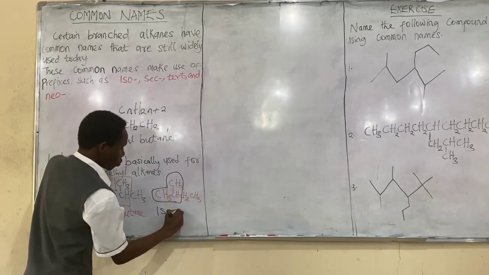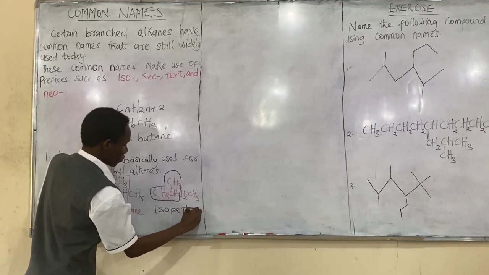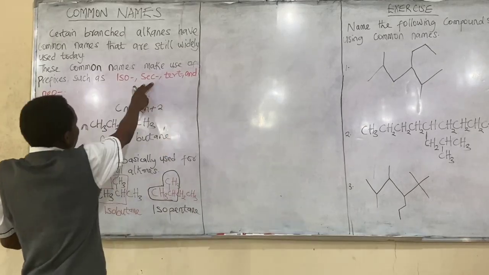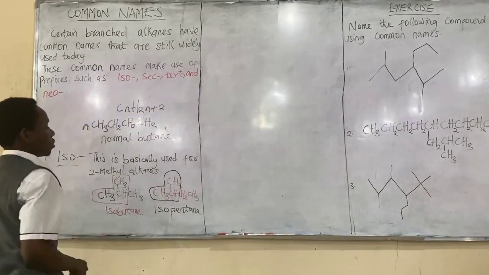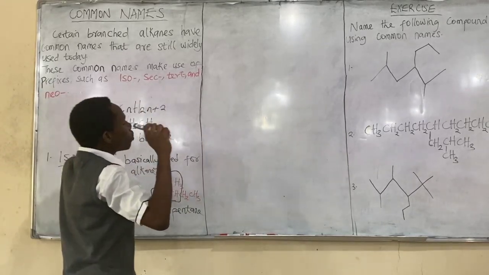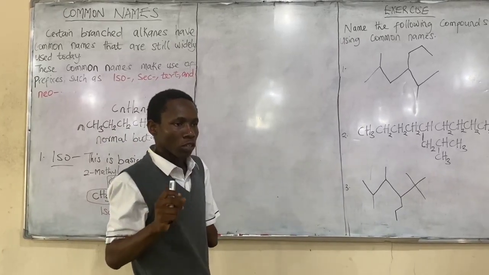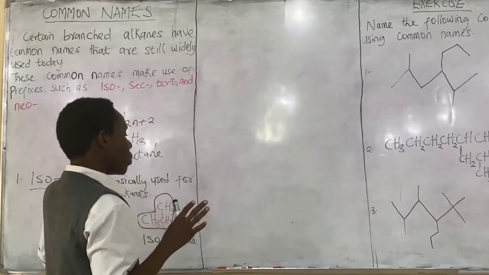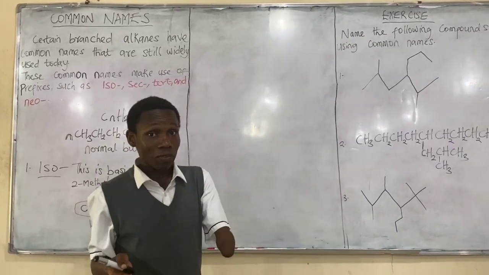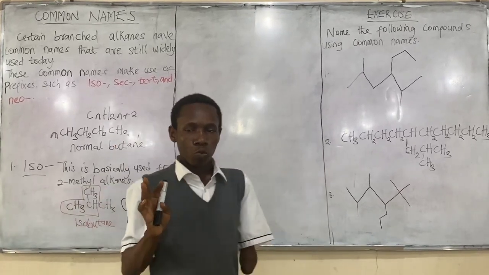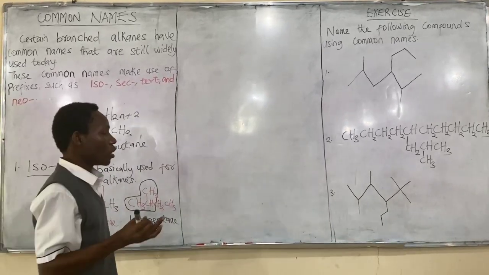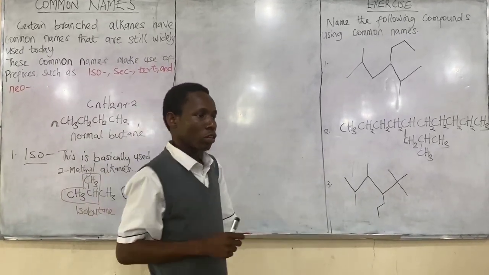So this is what? Iso pentane. Very simple. Alright. Then how do we place in sec, tert, and neo? How do we do that? Before we go into this, we should look at the classification of carbons. In nomenclature, or in organic compounds, or in alkanes, carbons are classified into 4. We have the primary carbon, the secondary carbon, the tertiary carbon, and then the quaternary carbon.